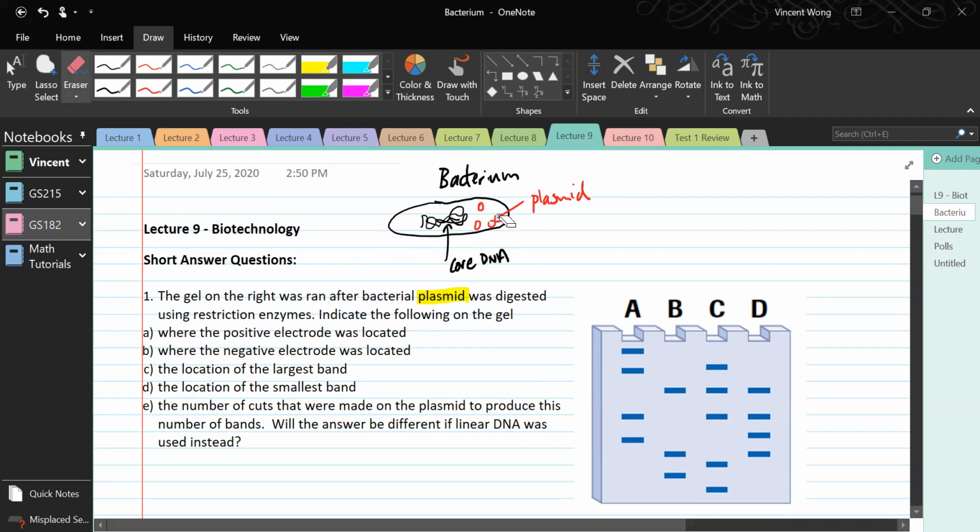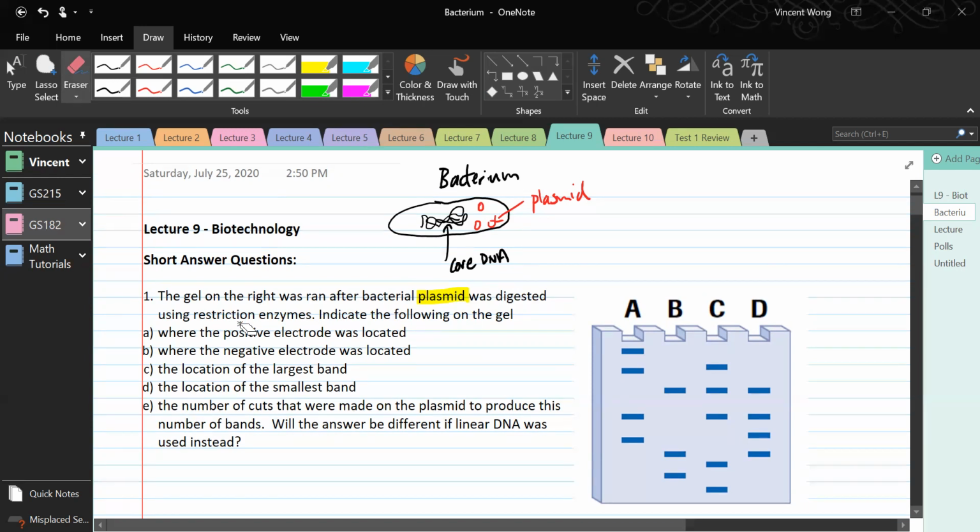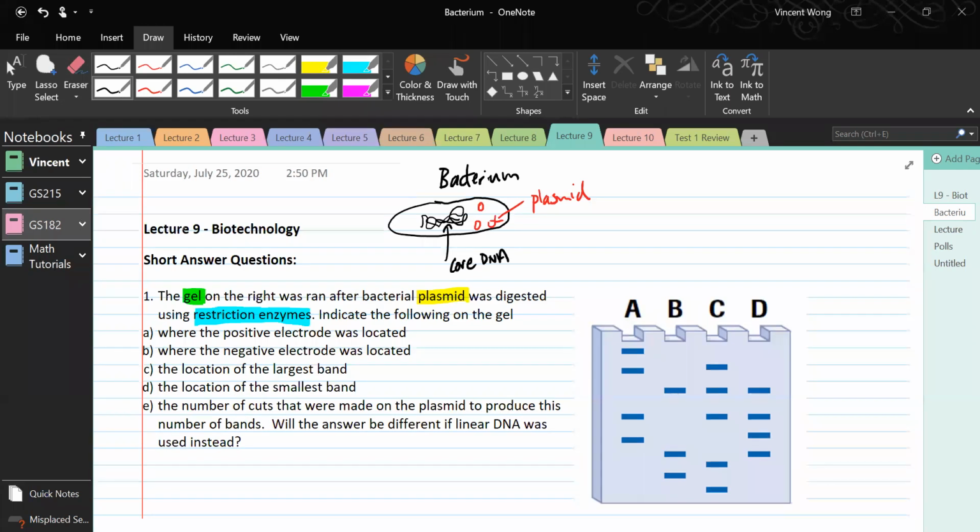So in this question, you extract the plasmid and you're going to be digesting it. That means you cut it, right, using restriction enzymes. I think there's a question about restriction enzymes coming up later, but they are basically enzymes that cut DNA strands at designated locations. And we're going to run it on a gel, right? These are called agarose gels, which are basically polymers that form a mishmash of network.